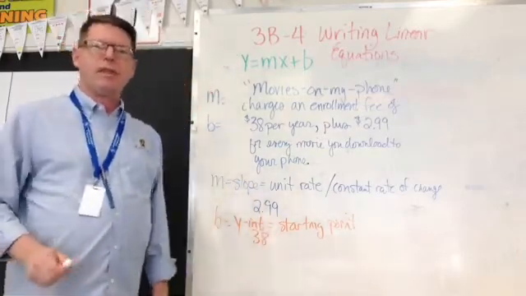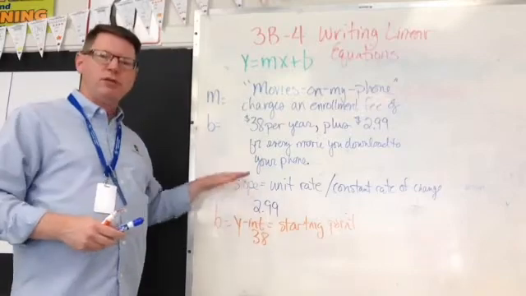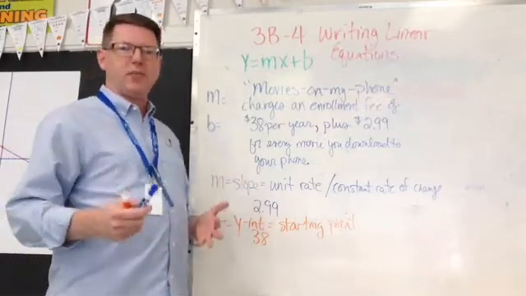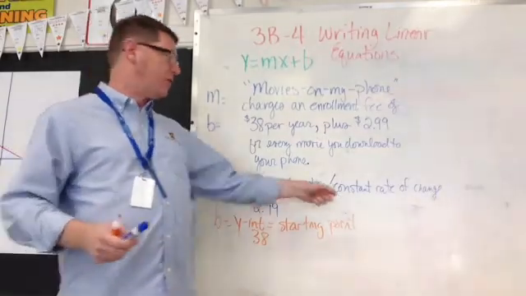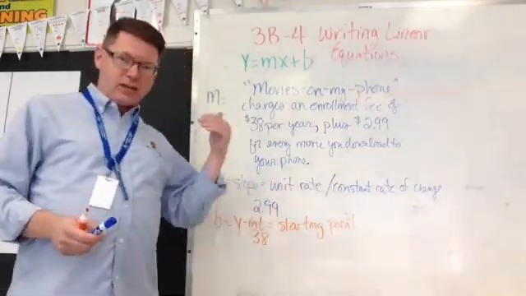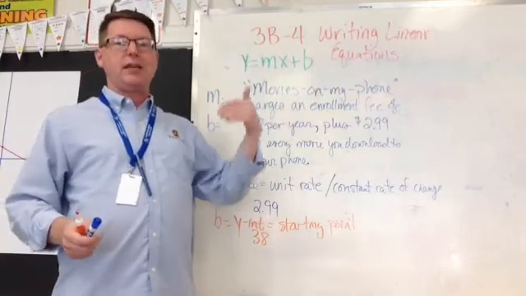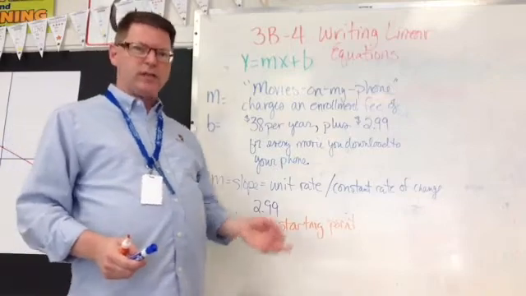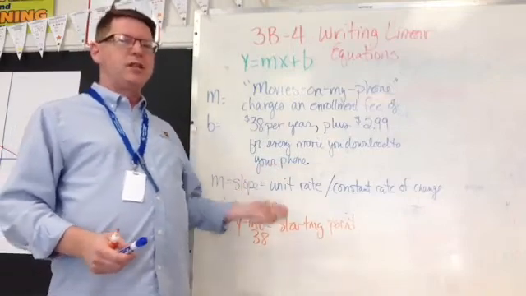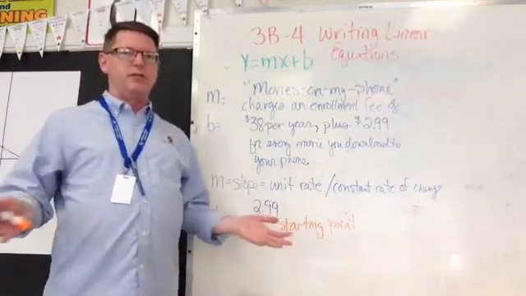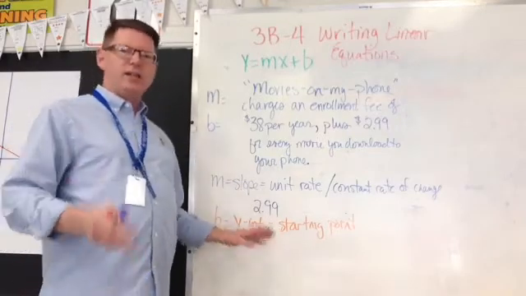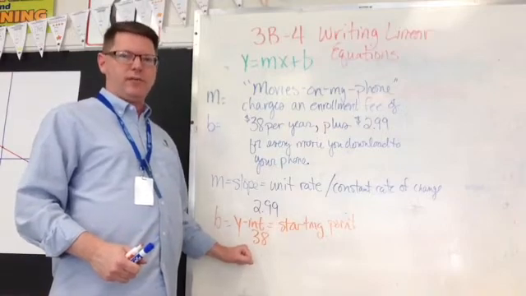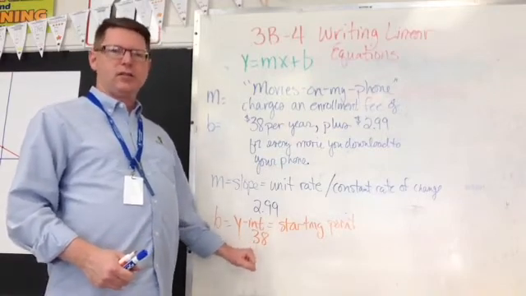Okay? So again, it's important that you know these two things, what the slope and what the y-intercept represent in a problem. The slope is the unit rate. We also call it the constant rate of change. It's going to change $2.99 every time I download a new movie. The y-intercept, again, is the starting point. Where do I start? You don't start at 0 in this case, because if you don't start at 0, you never join the club. You start at 38 because in order to join the Movies on My Phone club, I have to pay that $38 startup fee. That is the starting point.